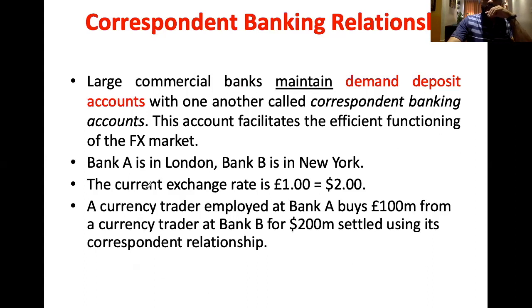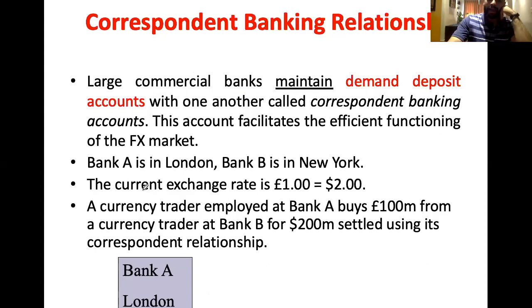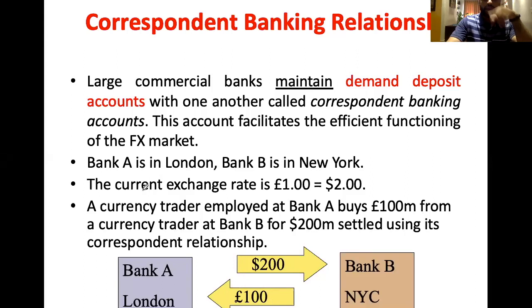Next is commercial correspondent banking. I already gave you ideas for commercial banking, so let's move directly to the questions. Question one: bank A is in London, and bank A supplies $200 million to bank B, which is in New York, and in exchange for this, bank B, which is in New York, transfers 100 million pounds to bank A, which is in London. So how are they going to settle their accounts, right?